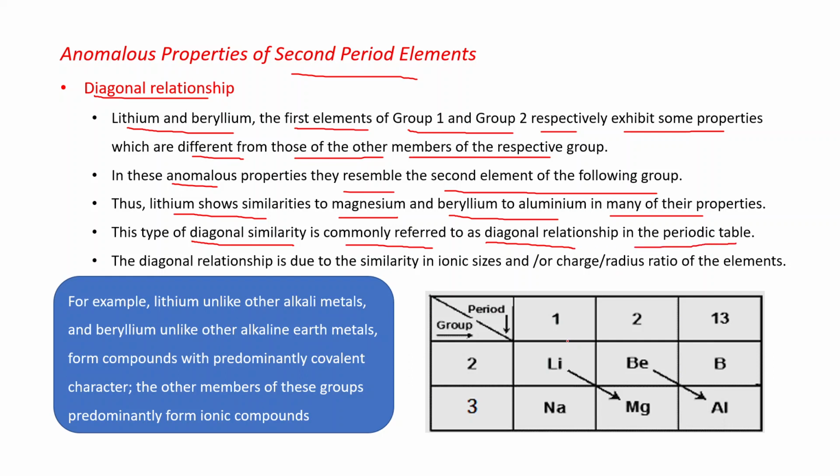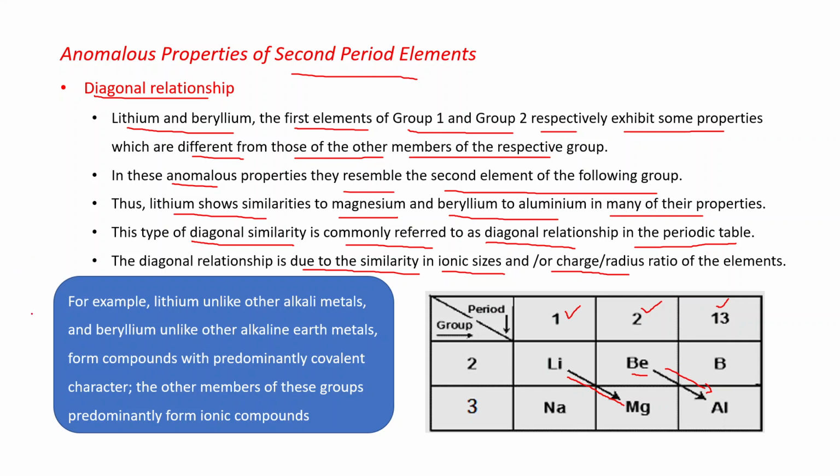You can see this is group 1, this is group 2, and this is group 13. This lithium resembles in many properties this magnesium, diagonally situated. This beryllium resembles aluminium in many properties, which is diagonally situated. So this is known as diagonal relationship. Now, what is the reason for this diagonal relationship? Diagonal relationship is due to the similarity in ionic size and/or charge to radius ratio of the elements.